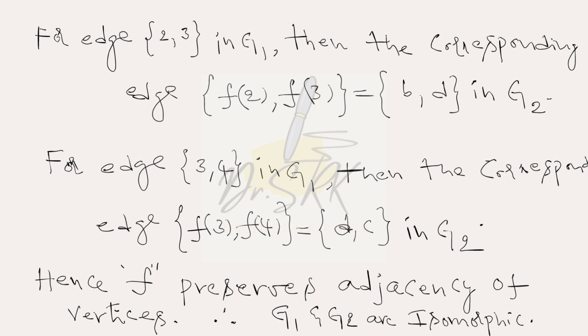f preserves adjacency of vertices as well as edges. Okay, so this is the fourth point of the procedure. So after completing the 4 points of the given procedure, we conclude that G1 and G2 are isomorphic.